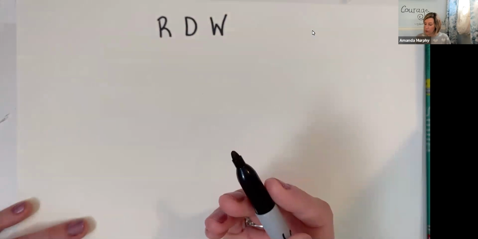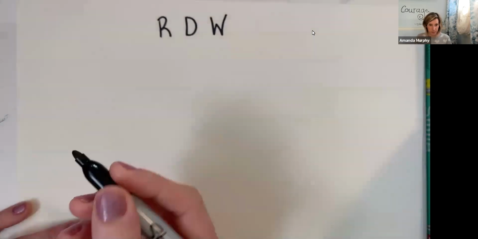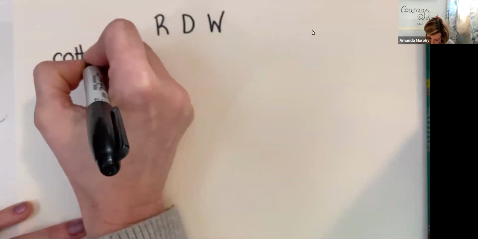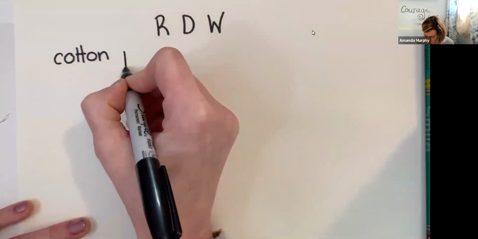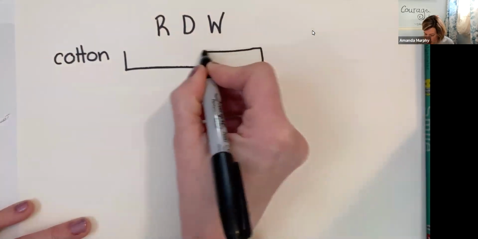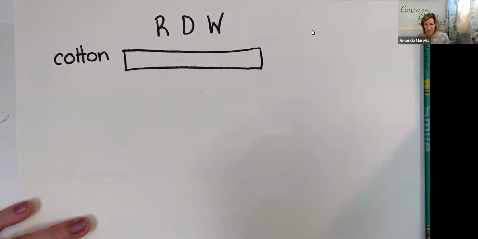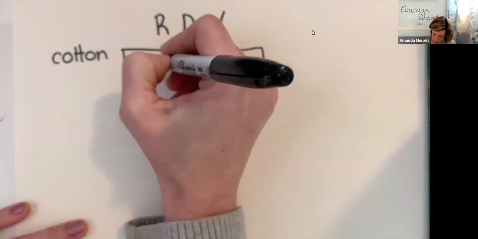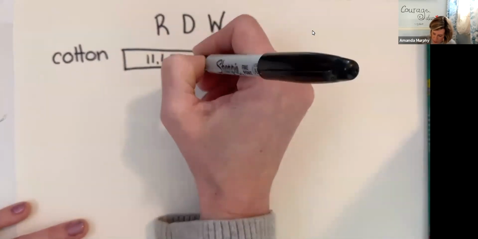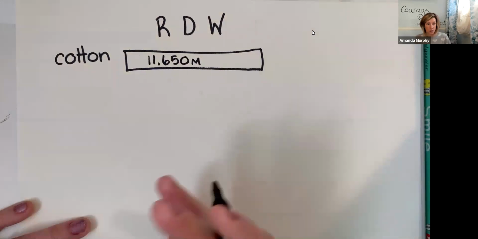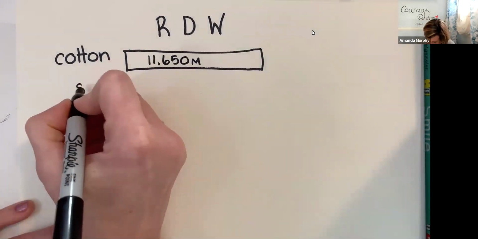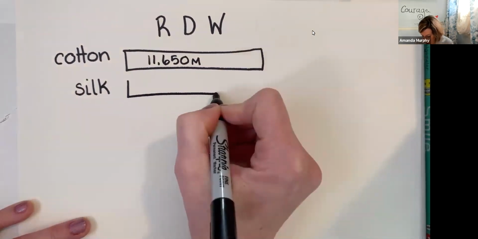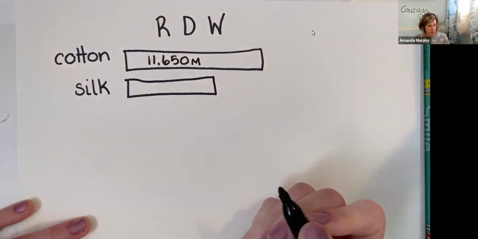Now let's pick out what we can draw from the problem. I know that the factory used cotton. Not only do I know they used cotton, they go ahead and tell me exactly how much. How much cotton did the factory use? 11,650 meters. I also know the factory used silk. I don't know how much silk the factory used, but they give me a great clue. What clue do they give me?